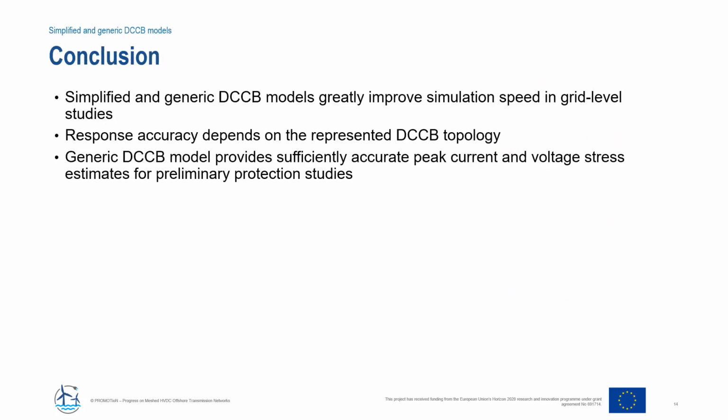To conclude, simplified and generic DC circuit breaker models greatly improve simulation speed in grid-level studies. Response accuracy depends on the represented DC circuit breaker topology, and in this context, the hybrid circuit breaker benefits from the most accurate response of simplified models. The generic DC circuit breaker model provides sufficiently accurate peak current and voltage stress estimates for preliminary protection studies, after which a more detailed model can be employed to improve the accuracy.